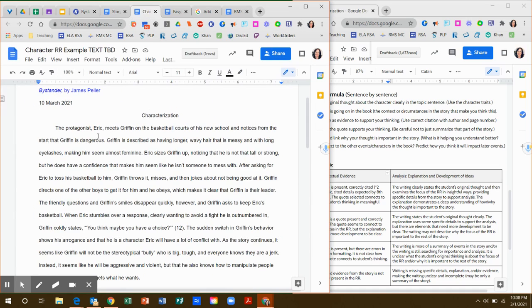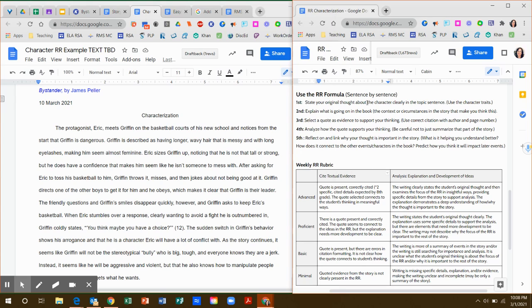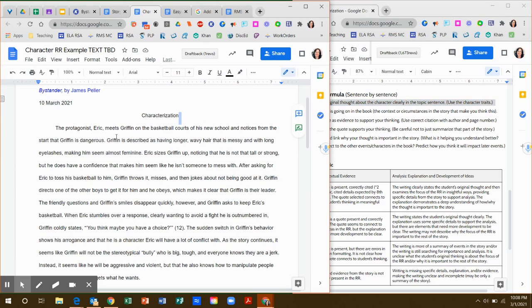So what I want to do then is go back, and I've already written my paragraph here, so I can just walk you through what I created. I start, first of all, with a really clear topic sentence. That's the first step in this formula: I want to state in a sentence what my thinking is about that character. And so my first sentence here uses that word dangerous from the character traits list.